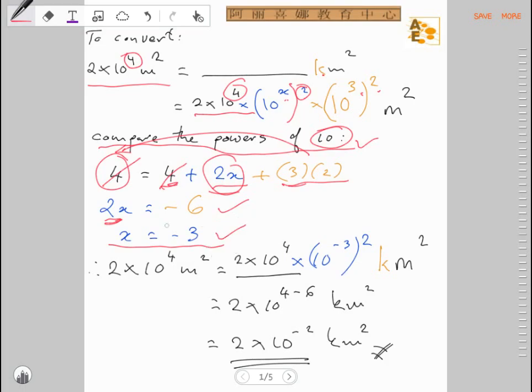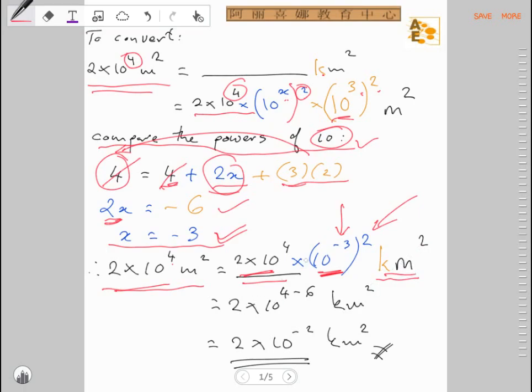Now, once you have found the value of x, we put it back into our normal equation just now. 2 times 10 to the power 4 square meters, the same thing here. And the blue one will be 10 to the power of x. x is negative 3, so put a negative 3 there, and then of course you square it. The kilo, you don't have to put 10 to the power of 3 anymore. You just put k there to represent the square kilometers.